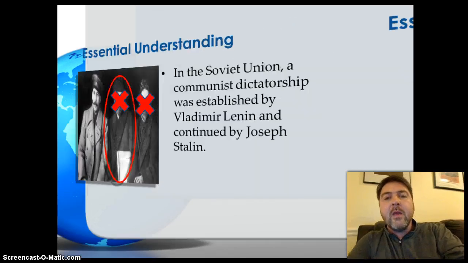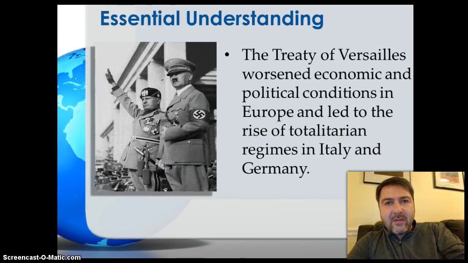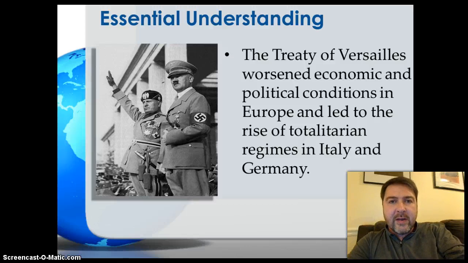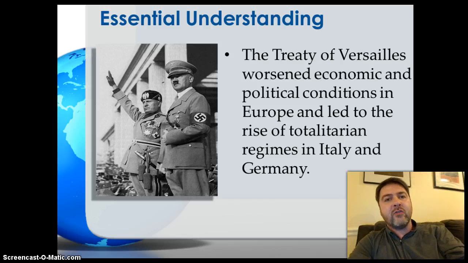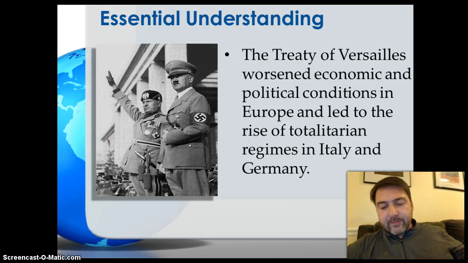Another piece of essential understanding is to understand the connection between the Treaty of Versailles that ended World War I in creating the economic and political conditions, in particular in Germany and Italy, that are going to lead to the dictatorships there of, as we see in the photograph, Mussolini on the left and Hitler on the right. There's really a direct connection in those two countries from the treatment of these two countries by the Treaty of Versailles and the rise of dictatorships in these countries.